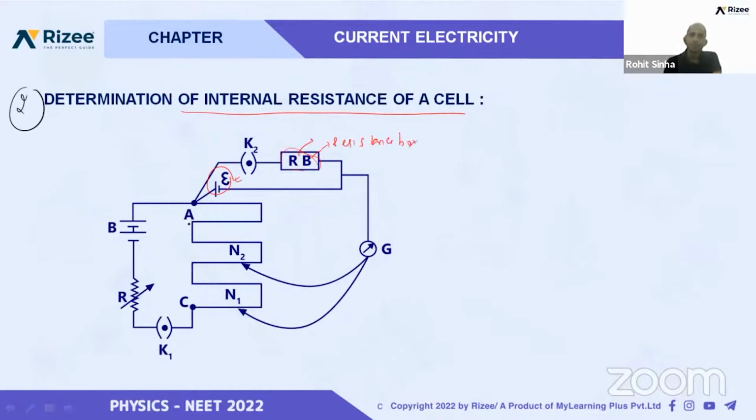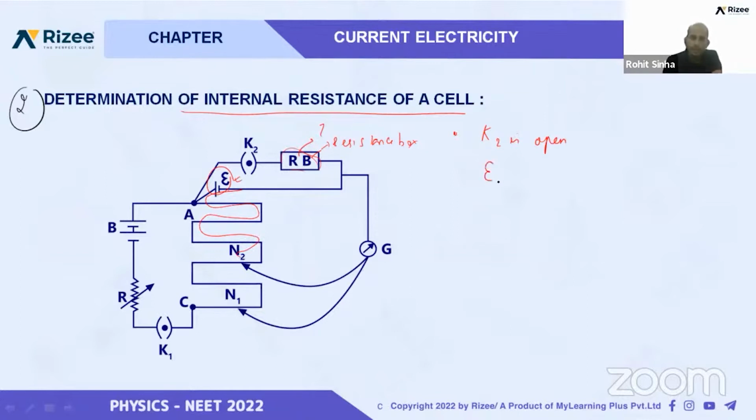Suppose here we take E. There are two cases. Case one: K2 is open. What will happen? Current will flow through this path. So if K2 is open, what will we get?